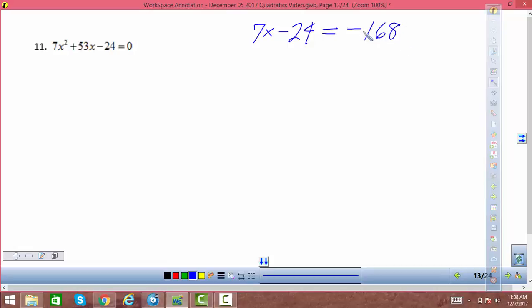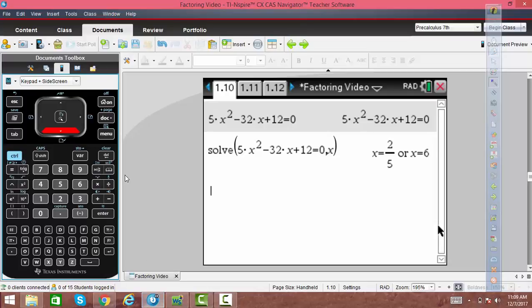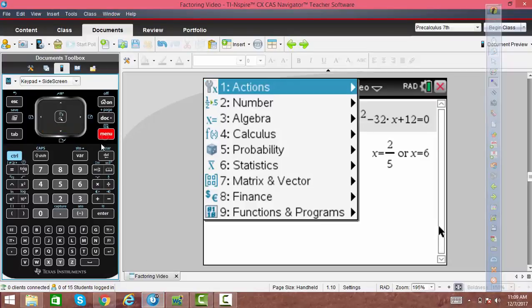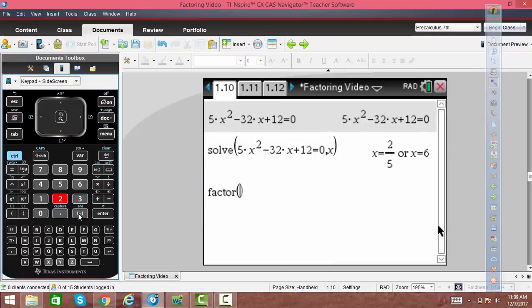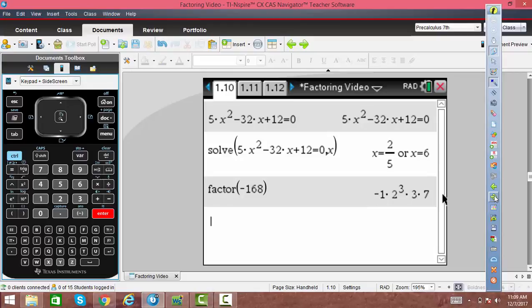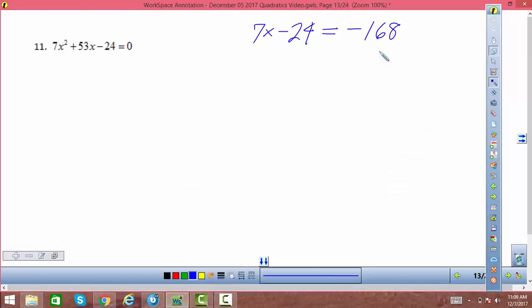Now that's a fairly large composite number. It actually has 3 factors making it up. So to speed the process along, I'm going to go to my calculator and go Menu, 3 for algebra, and 2 for factor. I'm going to put in negative 168. And the calculator gives me the prime factorization, so I'm going to use that. So negative 168 is negative 1 times 2 to the third power, or 2 cubed, times 3 times 7.